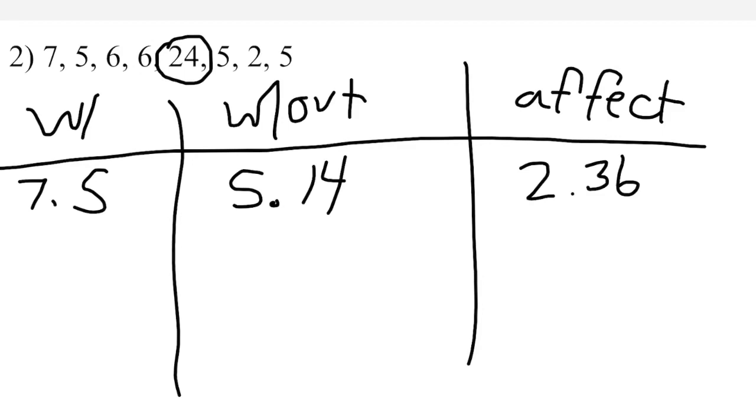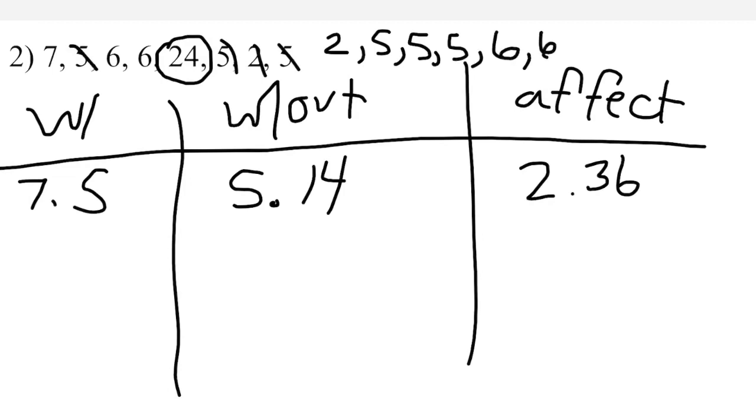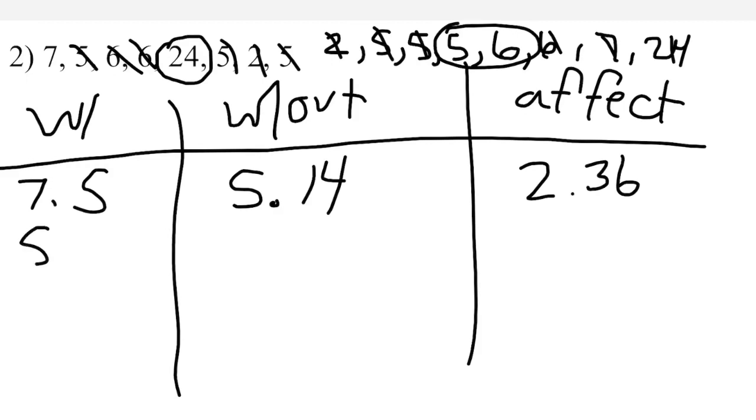To find the median, let's go ahead and put them in order least to greatest. So we've got 2, we have 5, 5, 5, 1, 2, 3. Then we have 6 and 6, and then 7, and then 24. So 1, 2, 3, 1, 2, 3, and then we have 2 middle numbers. So we're going to add 5 and 6, which is 11, and divide by 2. So with the outlier, my median is 5 and 5/10.